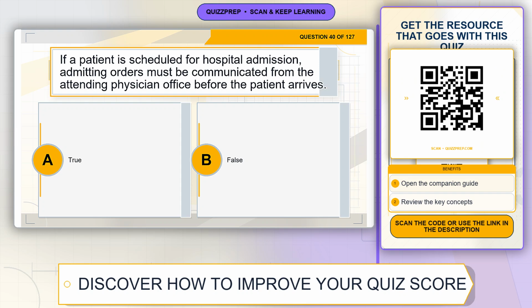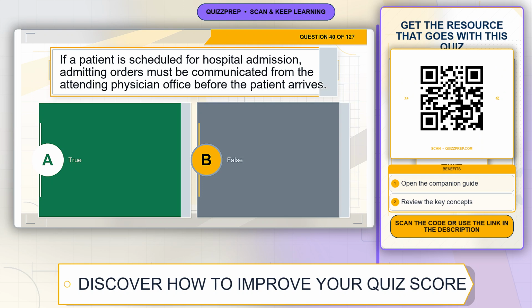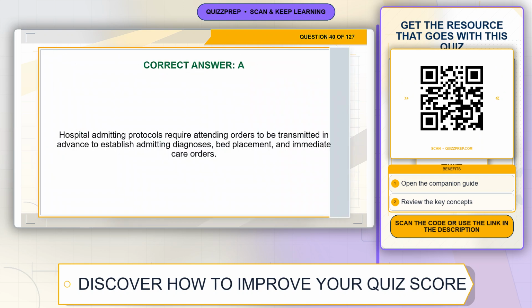Question 40. If a patient is scheduled for hospital admission, admitting orders must be communicated from the attending physician office before the patient arrives. Option A, true. Option B, false. The correct answer is option A, true. Explanation. Hospital admitting protocols require attending orders to be transmitted in advance to establish admitting diagnoses, bed placement, and immediate care orders.